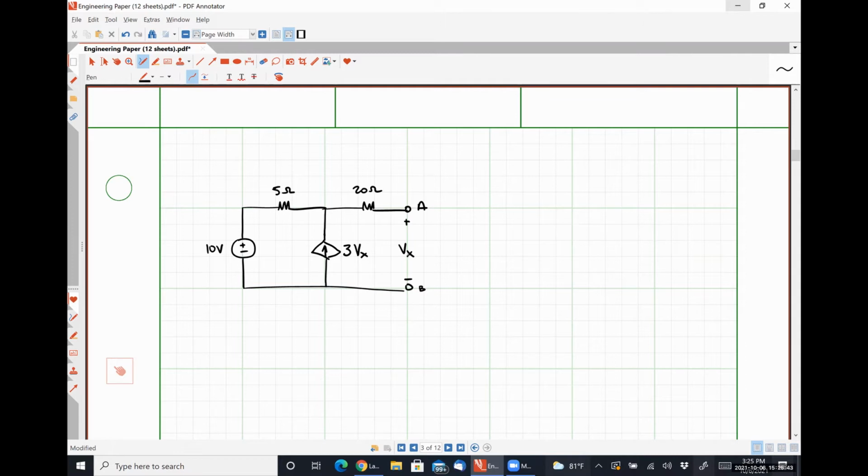So if I want to find the Thevenin equivalent for this one, what do I need to do? Find Vx. Vx and Vth represent the exact same quantity. So how can I do that?